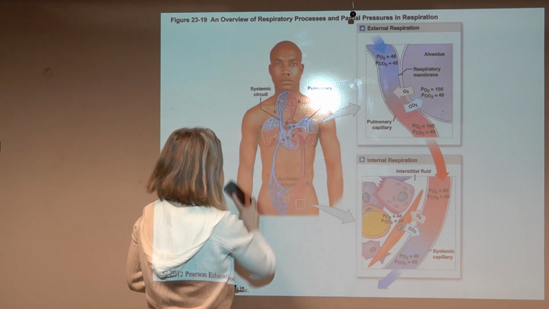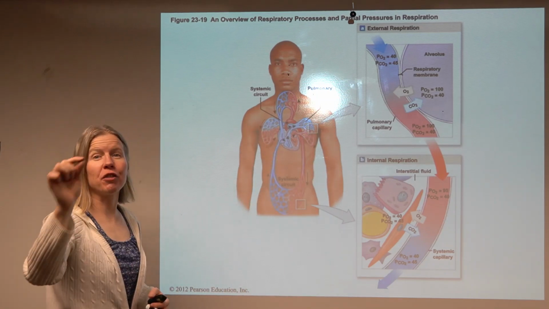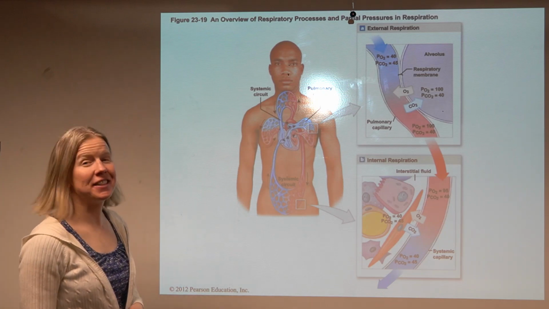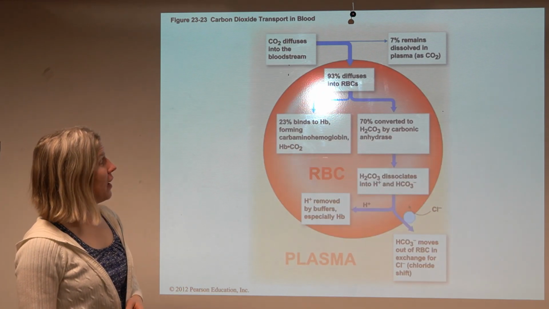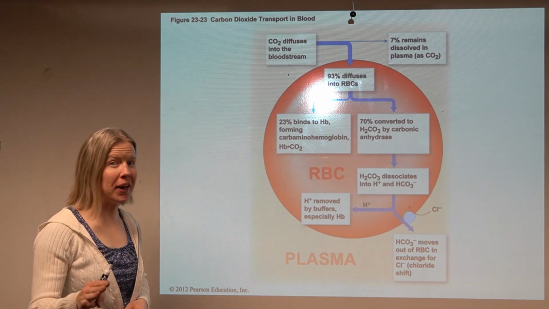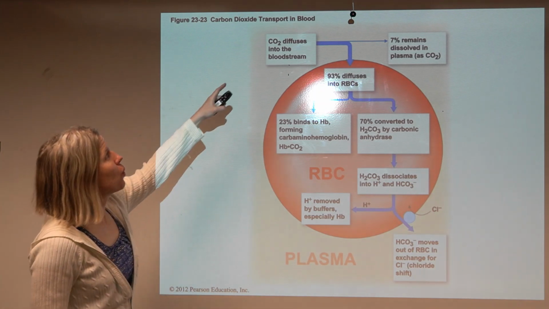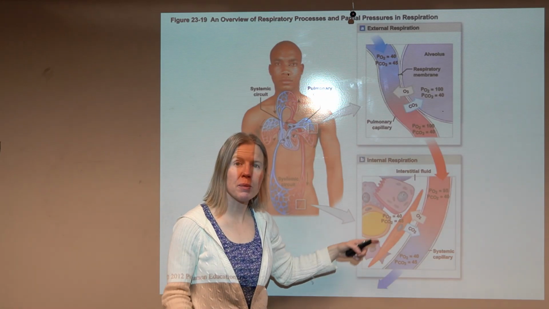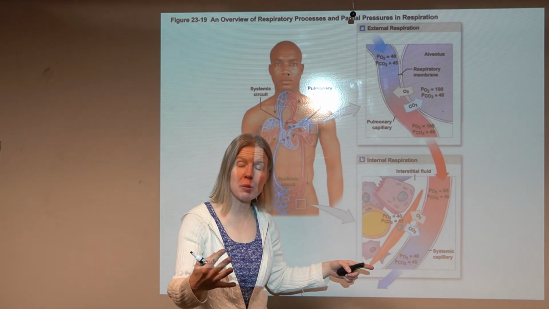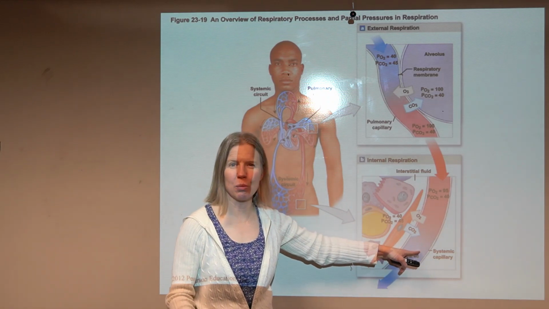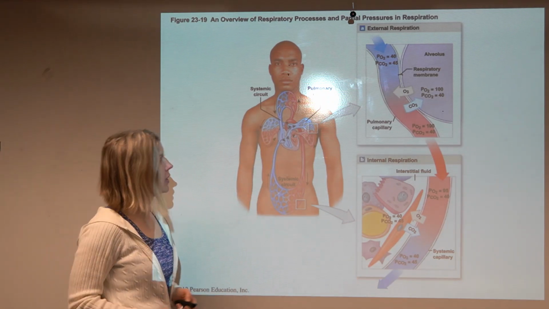So oxygen is carried reversibly bound to hemoglobin. What about CO2? CO2 is carried three main ways in the blood. Let me remind you, CO2 is coming from these working tissues. They've done cellular respiration, CO2 is the byproduct, and now we need to move it into the blood and carry it to the lung to get rid of it.